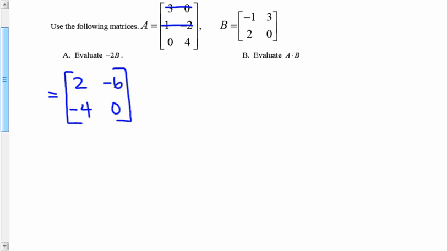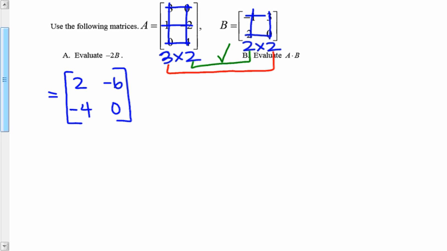So this is a 3 by 2. 3 rows and 2 columns. This one is a 2 by 2. So I'm going to check. Is 2 the same number as 2? Yes, it is. My result is going to be a 3 by 2 matrix. Result, 3 by 2.